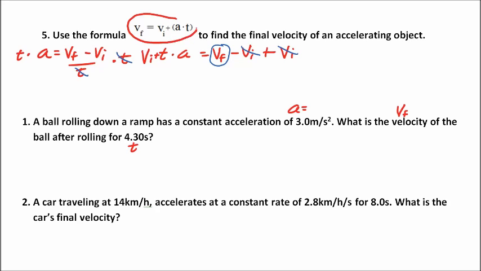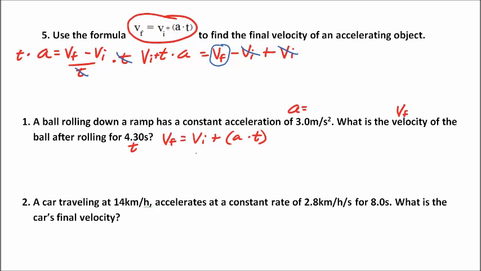This equation says the final velocity is equal to the initial velocity plus the acceleration times the time. So if you know the acceleration of an object and you know how long it's accelerating for, you can calculate the final velocity of the object. So let's go ahead and do that. Now we know we're looking for the final velocity down here in question 1. So we're going to use this equation. Final velocity, V sub f, is equal to the initial velocity plus acceleration times time, just like that.